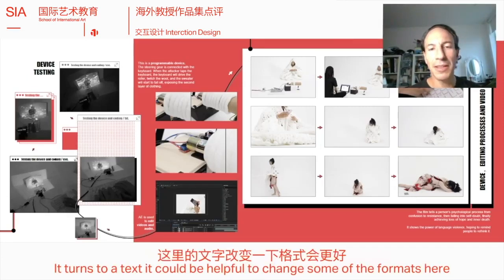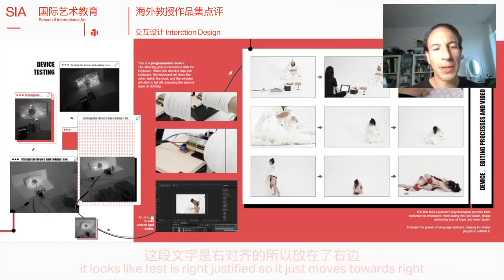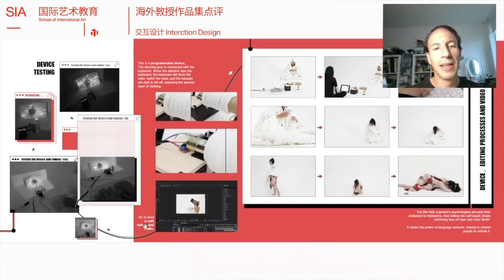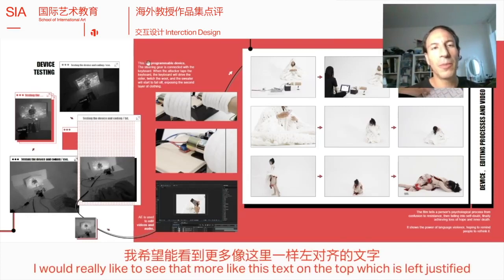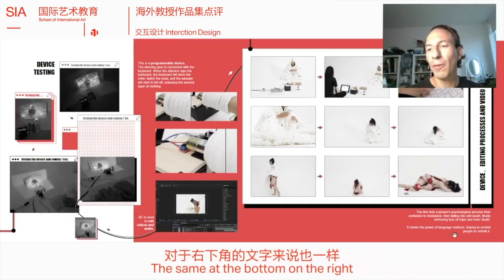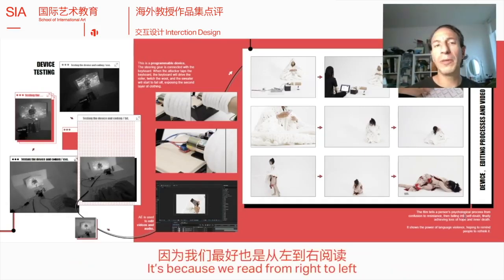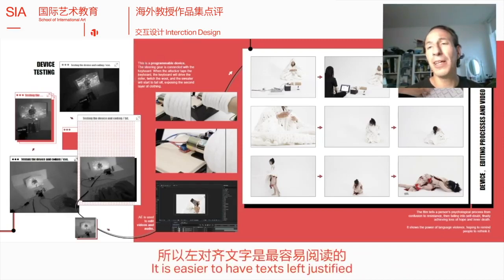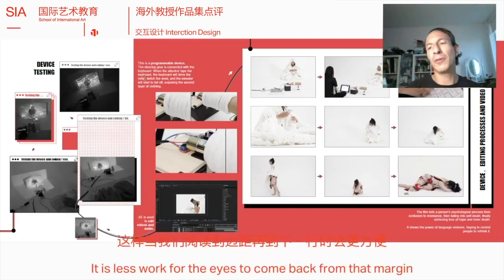In terms of the text, there's a bit going on where it could be helpful to change some of the formats. If we look down at the bottom, it looks like the text is right justified, so it's moved towards the right. I would really like to see that more like the text on the top, which is left justified. That's a more natural way to read when you're a native English speaker, and the same at the bottom on the right. Because we read from left to right, it's easier to have text left justified. It's less work for the eye to come back to that margin.